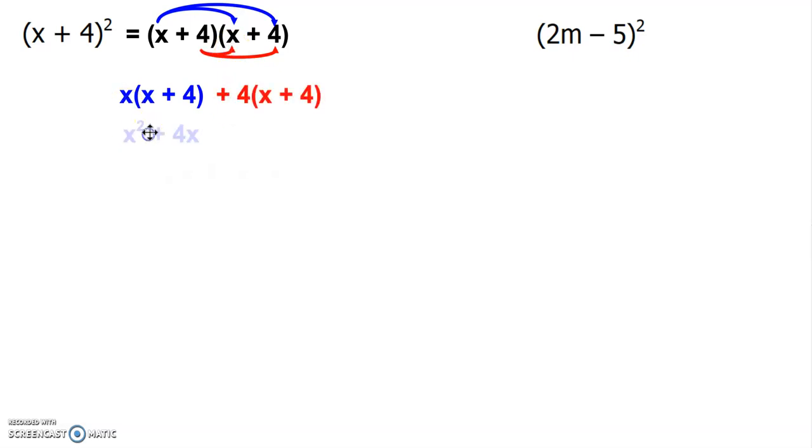So we have x squared plus 4x plus 4x plus 16. So we have our middle terms that would combine, and we would get x squared plus 8x plus 16. Notice that wouldn't be the same as just distributing the power and getting x squared plus 16. That's not the same. We have that middle term, so we can't forget it. So we have to rewrite this binomial squared as itself times itself.